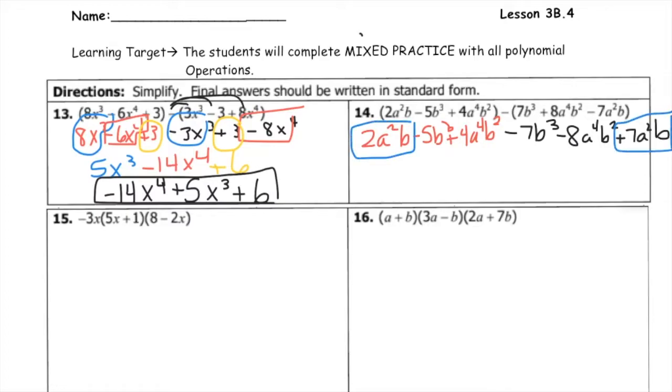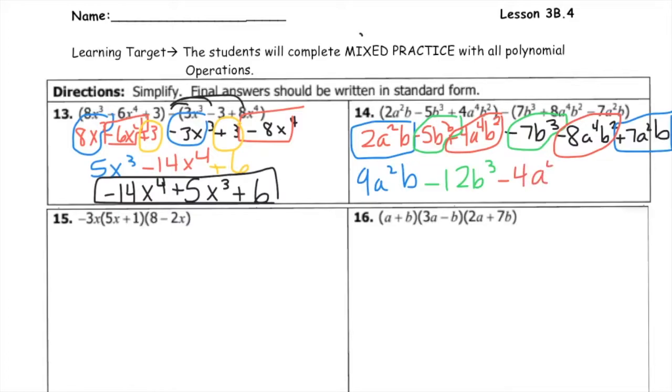So we're going to have 9a squared b. Now we have a -5b cubed, and that matches with a -7b cubed. It's -12b cubed. And then finally we have +4a to the 4th b squared, matching up with that. So that will be -4a to the 4th b squared. All right, so that's your answer.